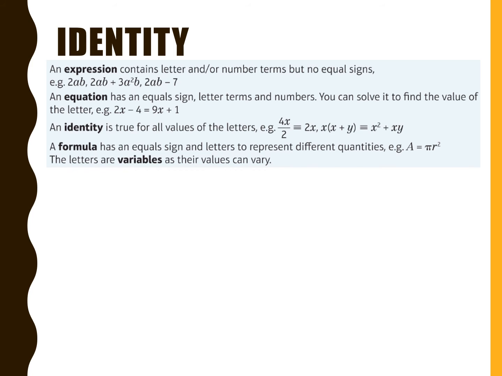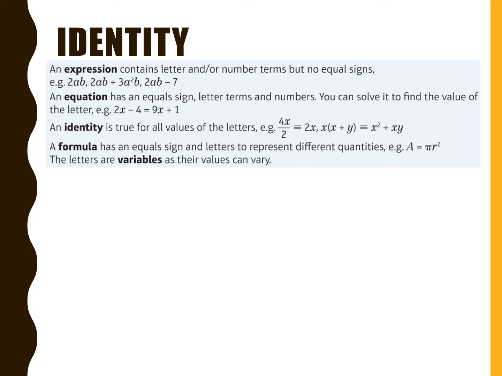With an equation, you're trying to solve the value of x. With an expression, you're just simplifying it. Okay, you're either expanding or factorizing. With the equation, you do those, but this time you're finding the value of x. With an identity, it just means that it's true for all values of the letters.